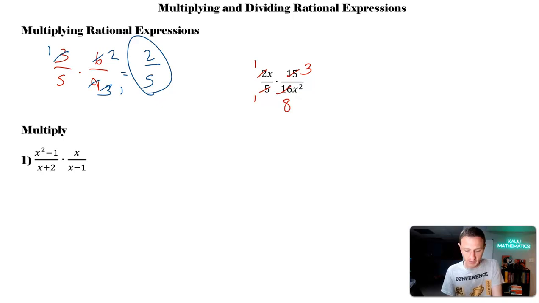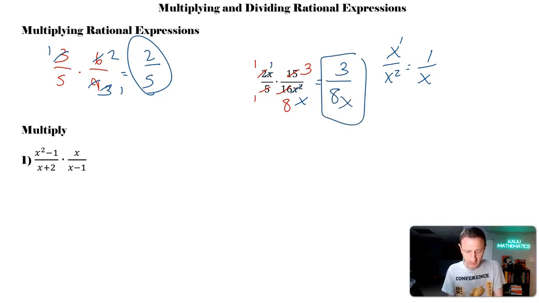And then I could even simplify the x and x squared. x goes into x one time. x squared is just going to become x, because when we have x over x squared, the bigger exponent is 2, and 2 minus 1 is 1. So we'd have 1 over x, so the x would be left on the bottom. And then there's nothing else to be simplified. So on top, I'm just left with 3. And on bottom, I'm left with 8x. So 3 over 8x.